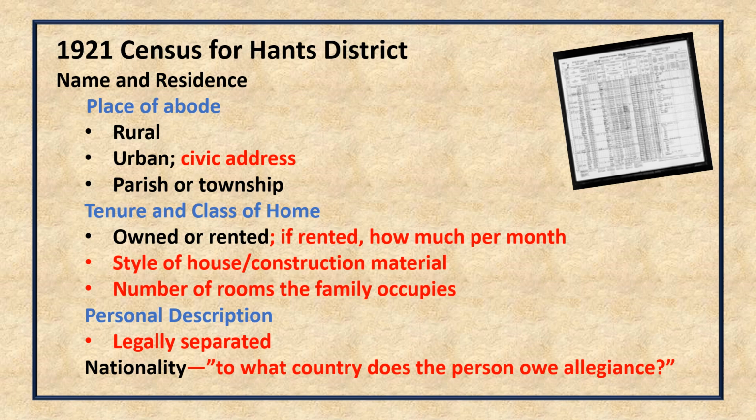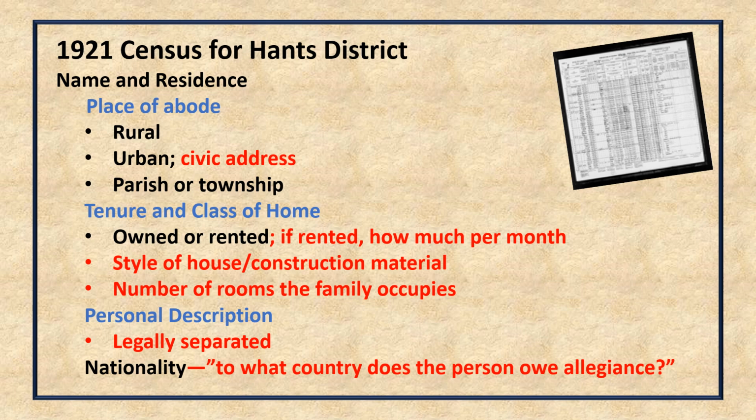Is it a rural or urban abode? And if urban, what is the name and civic number of the street? If it's rural, is it a parish or a township? There are also questions about the tenure and class of home. Is it owned or rented? And if rented, for how much? What kind of house and construction material is it? And how many rooms does the family occupy?